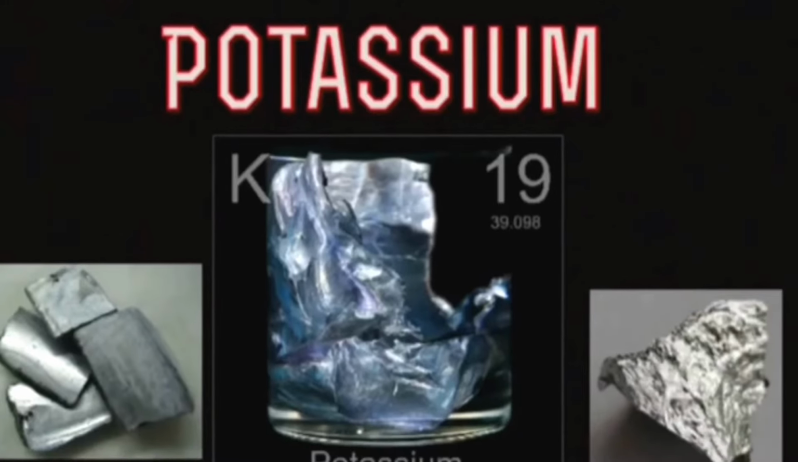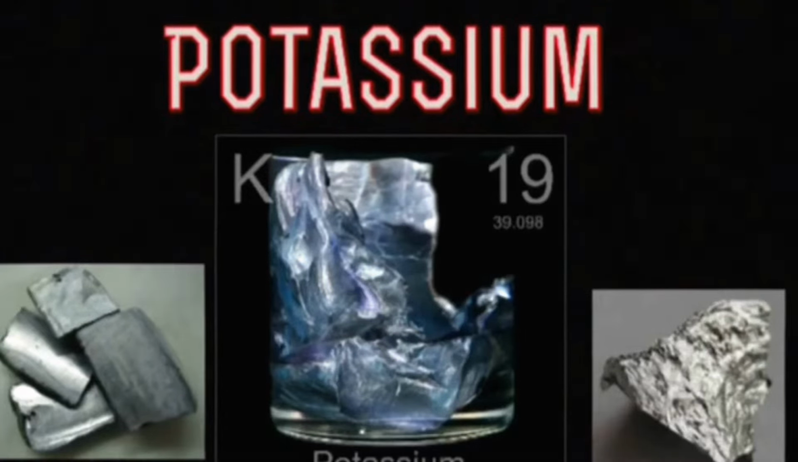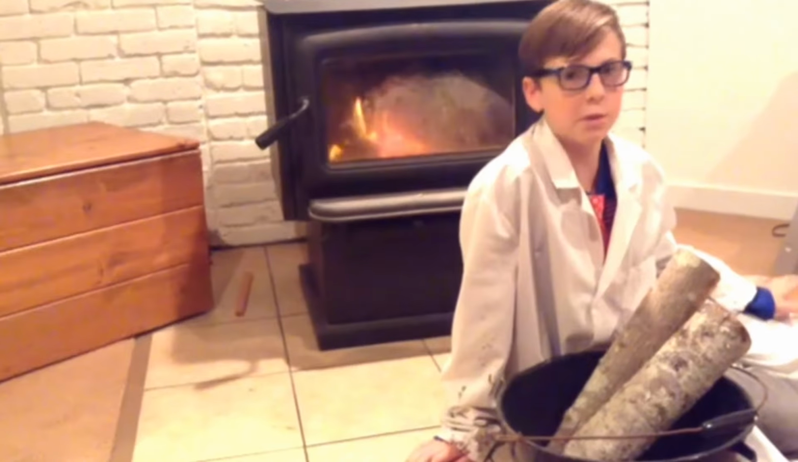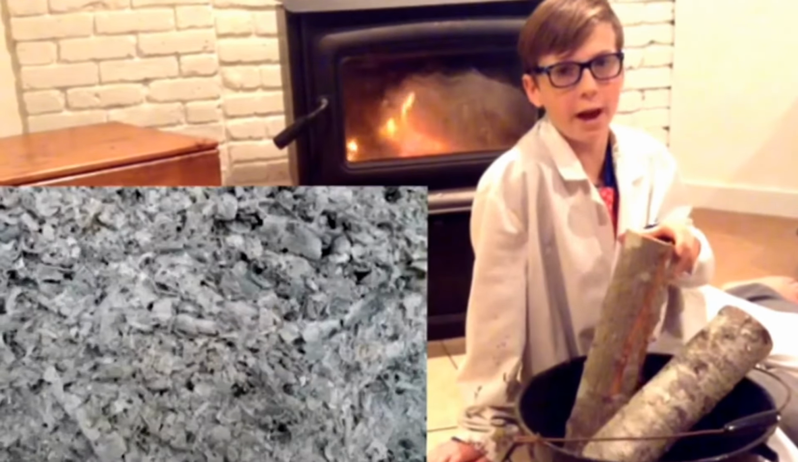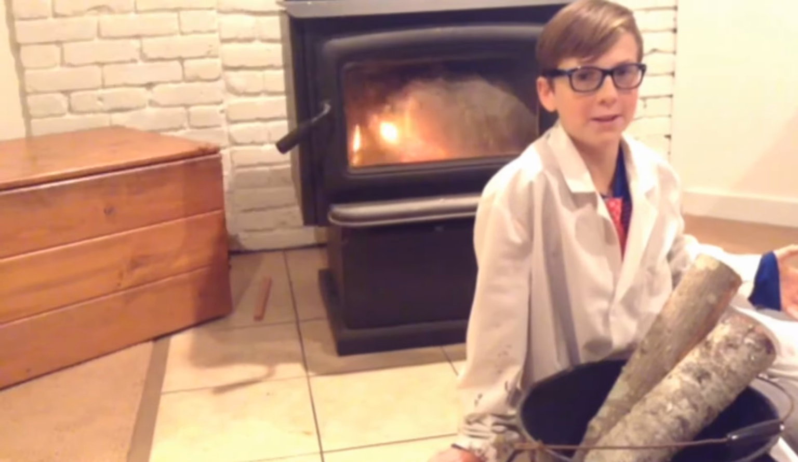Logan the Science Guy. For my elements project, I decided to do potassium. Potassium's symbol is K, atomic number is 19, and its atomic mass is 39.0983. The name potassium comes from the word potash. Potassium was isolated from wood ash, which was used in the early days to make soap and glass. The symbol K comes from the Latin word kalium, which means alkali.